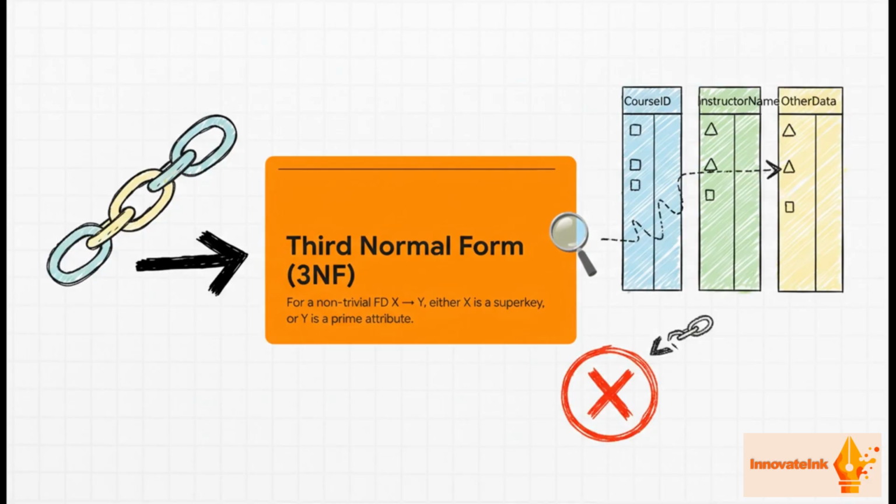Moving on up to third normal form, or 3NF. This level gets rid of something called transitive dependencies. You can think of this as a second-hand dependency. It's when a non-key attribute depends on another non-key attribute. In our remaining table, our key determines the course ID, and then the course ID determines the instructor name. See that? The instructor name depends on the key, but indirectly, through another column.